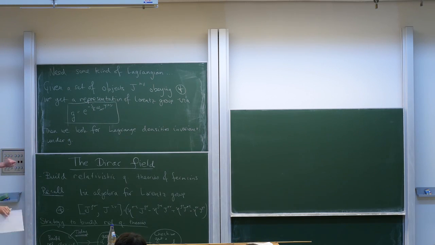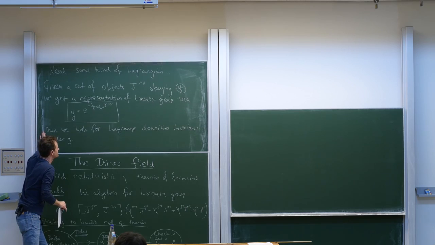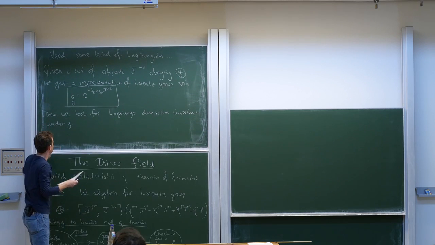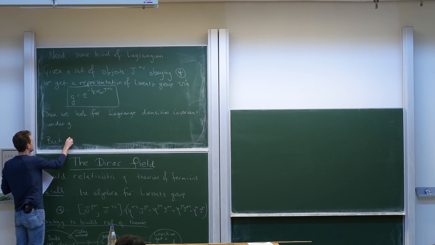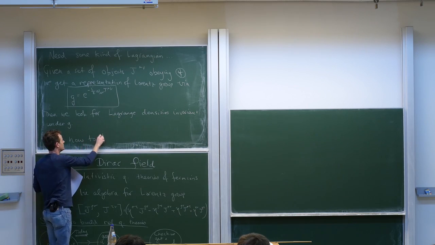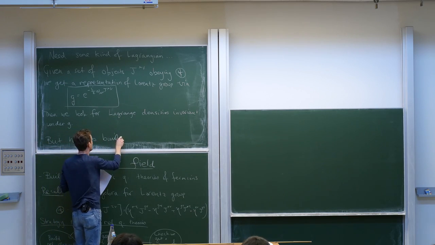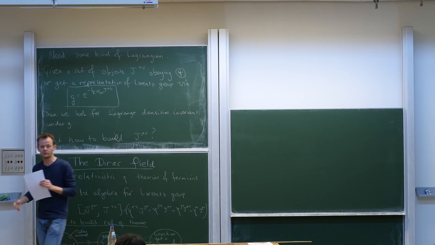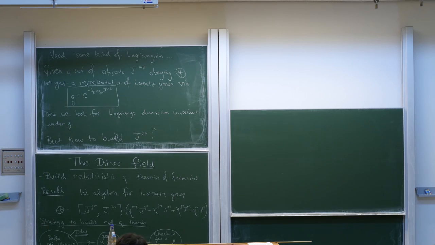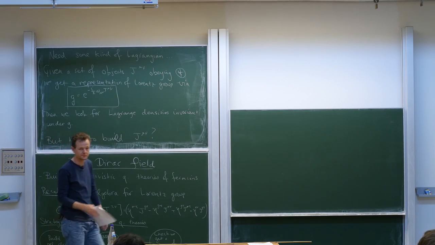That's the general strategy. Okay, super. But that forces this question on us: how do we build these things? How do we find matrices J mu nu which do the right thing, which obey this Lie algebra here?